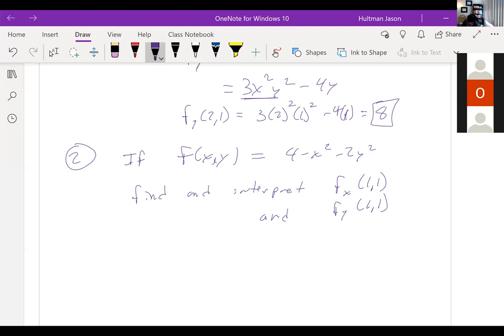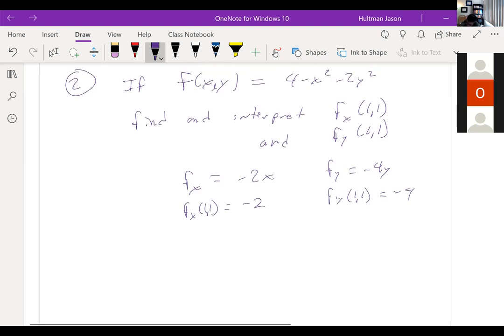Okay, so we have this function, and we want to find out what's happening at this point for x and y. So let's think about intuitively what's happening here. So let's find the derivative. So f sub x is going to be equal to negative 2x. F sub y is going to be equal to negative 4y. Allowing the 4 to be a constant goes away, allowing the negative 2y squared to be a constant if I'm taking the derivative with respect to x. Okay, so what does f sub x of (1, 1) look like? Well, that's just negative 2 times 1, which is negative 2. And what's f sub y of (1, 1)? Well, that's just negative 4.